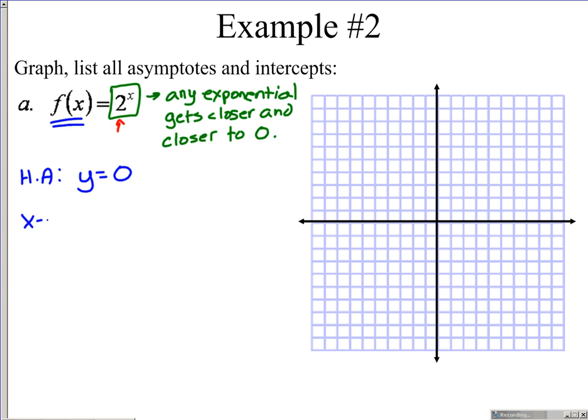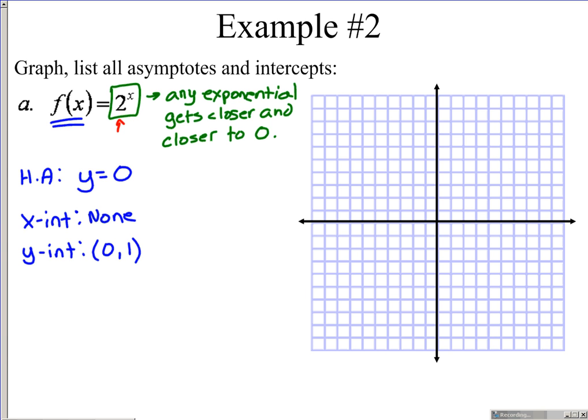Intercepts. Both x-intercept and y-intercept. Easiest one to find here is our y-intercept. Our y-intercept, we plug in 0 for x. 2 raised to the 0 power is 1. Our x-intercept, well, we should know if we have a horizontal asymptote at y equals 0, and what we just went through in the thought process was plugging in negative numbers for x. We know that y never will equal 0, so in this case, there is no x-intercept.